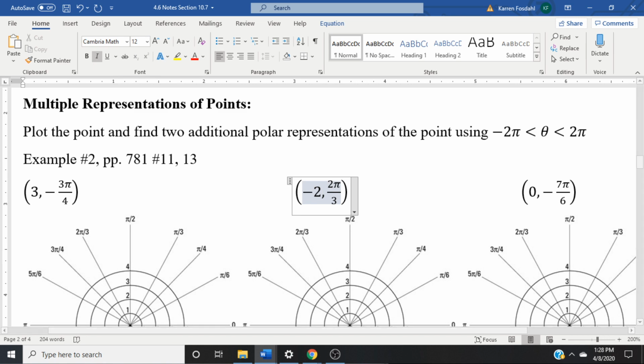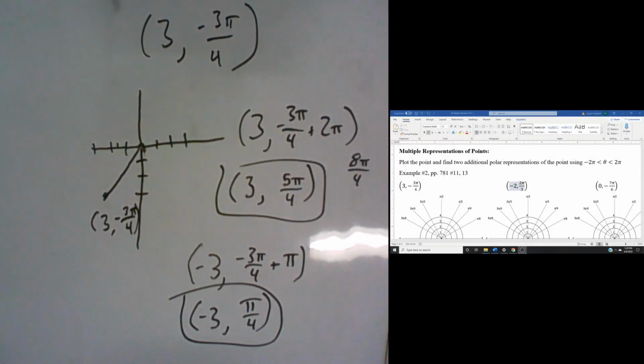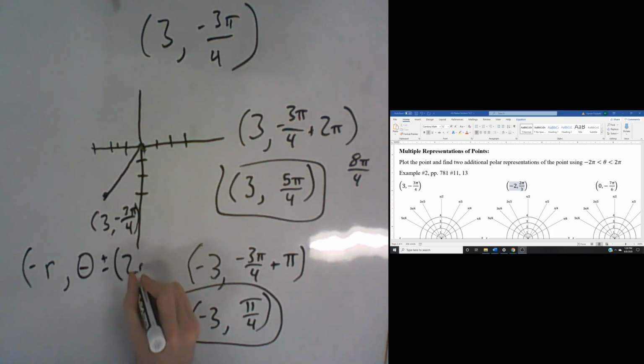Oh, that's a good question. Sorry. Let me address that real quick. Okay, before we can move on, why did I add pi here? Remember the formula I gave you. Negative r, comma, theta, plus or minus 2n plus 1 pi. Well, n here, I substituted n equals 0 right here. Okay? I substituted n in as 0 right there.